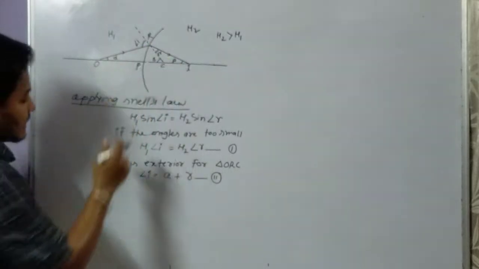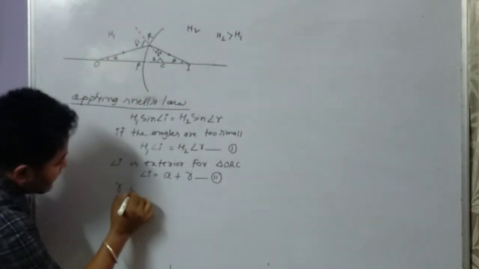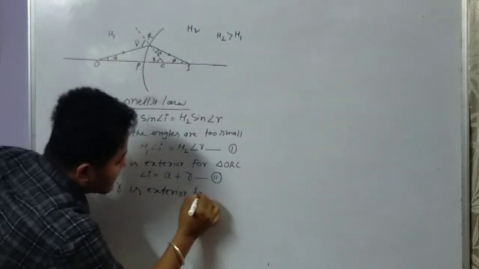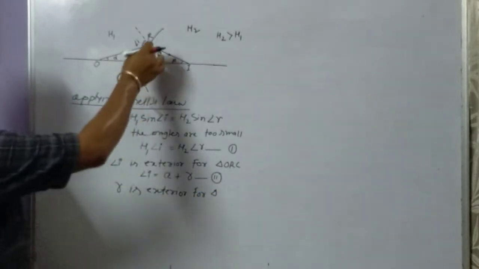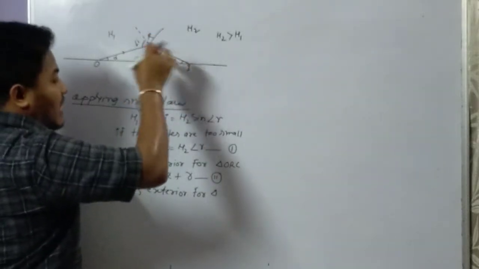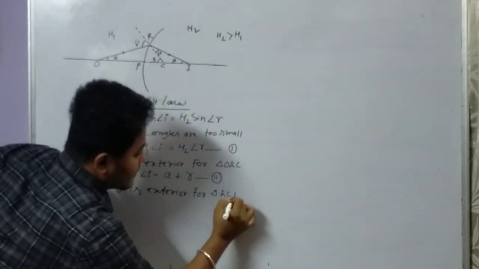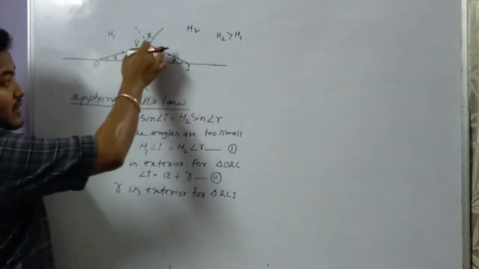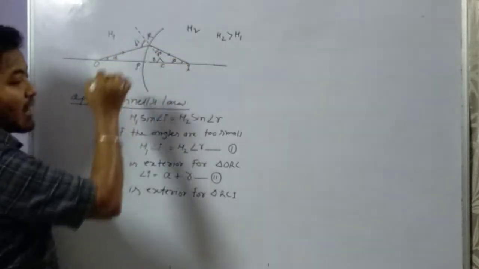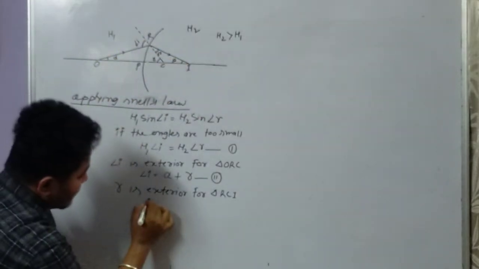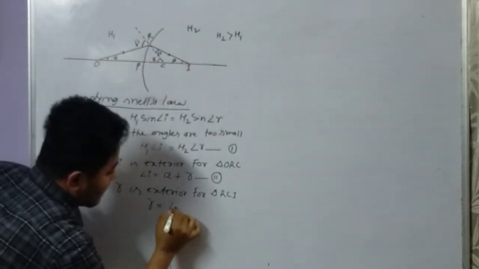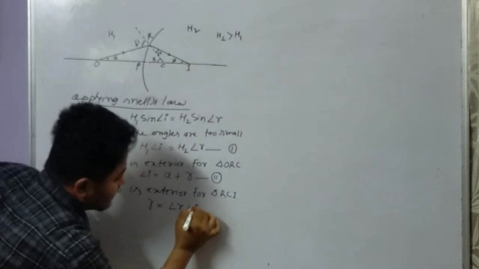Similarly, this angle gamma is going to be exterior for triangle RCI. Understand now? This angle gamma will be exterior for triangle RCI. Then I can write that gamma is equal to angle R plus beta. Gamma is equal to angle R plus beta.